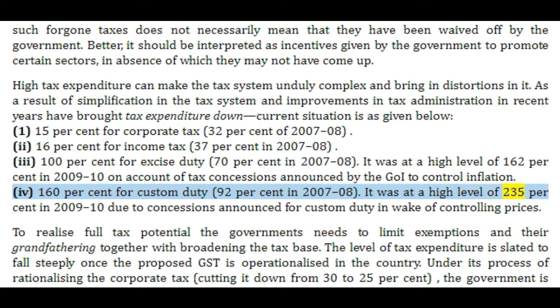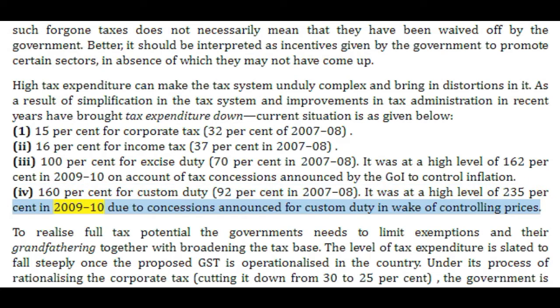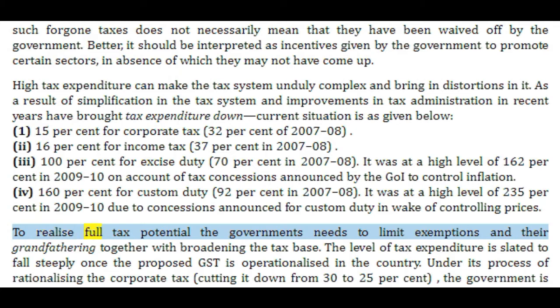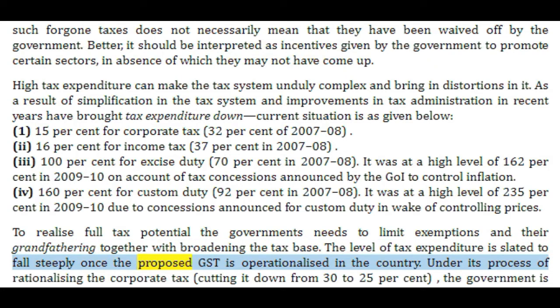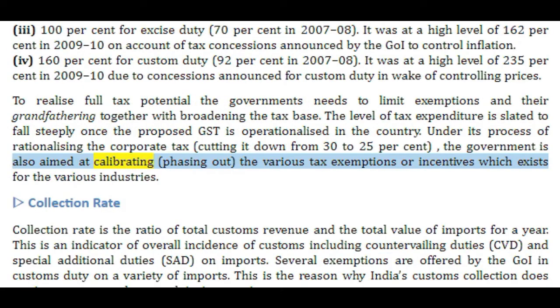It was at a high level of 235% in 2009-10 due to concessions announced for customs duty in wake of controlling prices. To realize full tax potential, the government needs to limit exemptions and their grandfathering together with broadening the tax base. The level of tax expenditure is slated to fall steeply once the proposed GST is operationalized in the country. Under its process of rationalizing the corporate tax, cutting it down from 30 to 25%, the government is also aimed at calibrating, phasing out, the various tax exemptions or incentives which exist for the various industries.